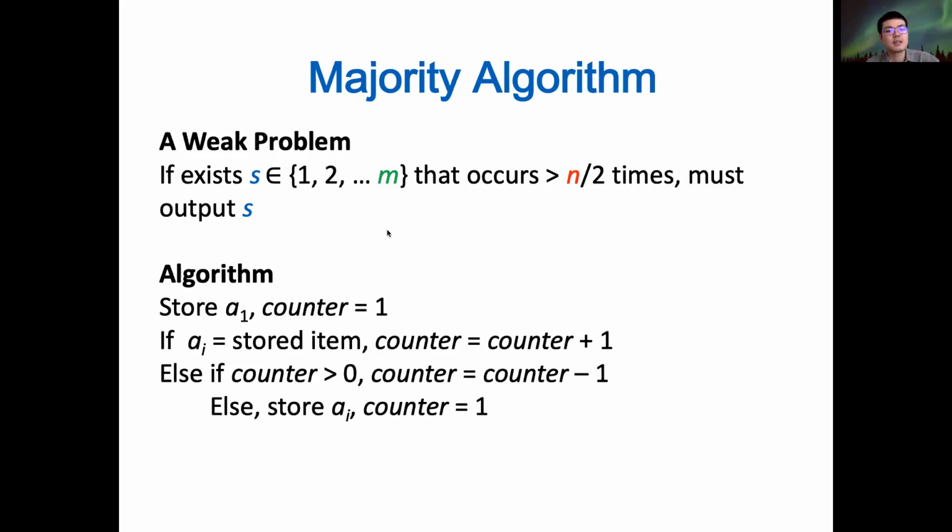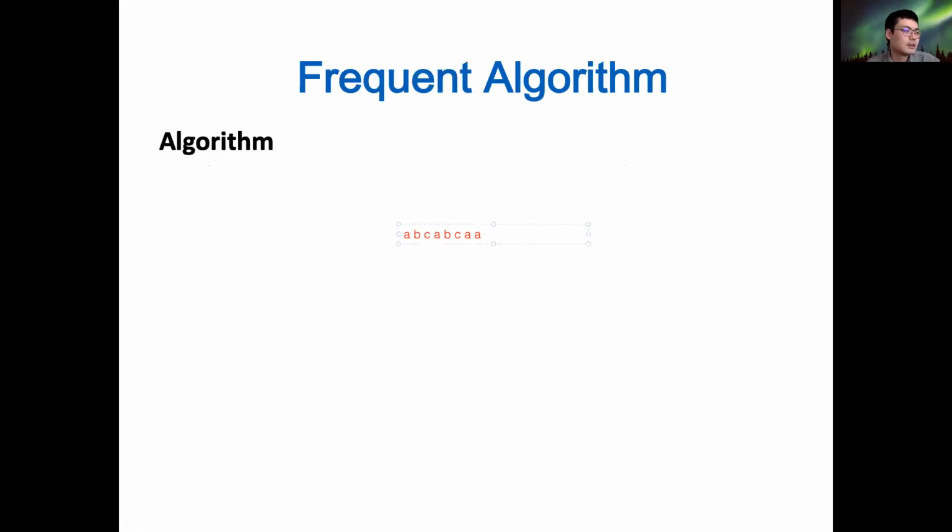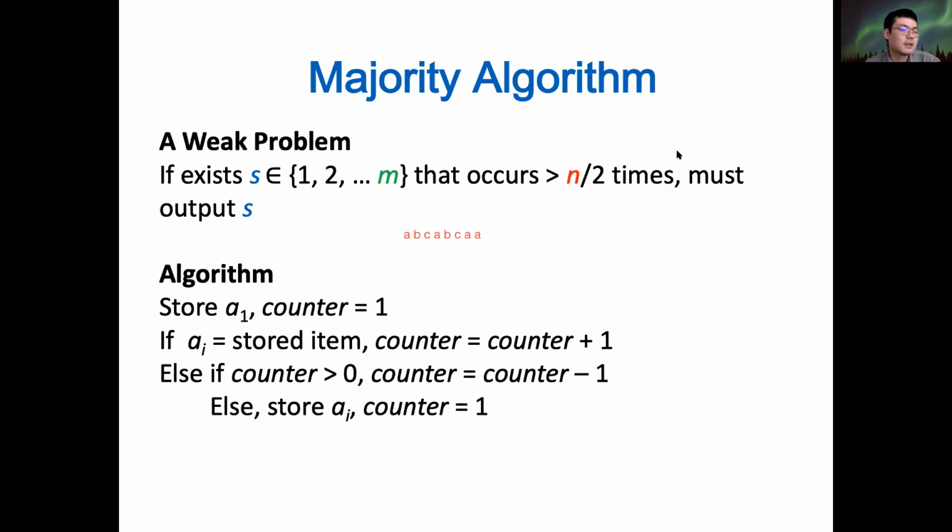So let's construct an example that has a majority, because this is a weaker problem. If there exists a majority, then this should really happen, and then we show why this is required. Let's try. Let's say we have A, B, C, A, B, C, A. Let me see whether it's a majority. Okay, so here we have A, B, C, A, B, C, A. I hope you can see it.